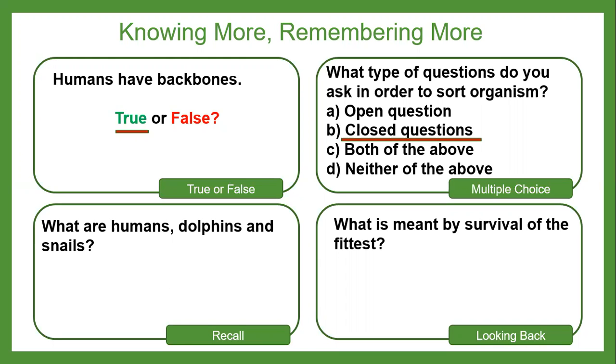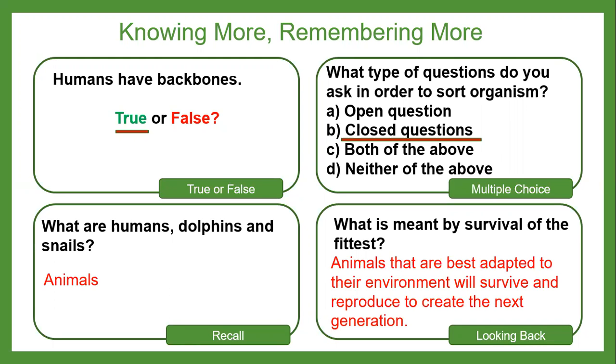The recall, what are humans, dolphins, and snails? We are all animals. And finally, what is meant by survival of the fittest? It means animals that are best adapted to their environment will survive and reproduce to create the next generation. So it's how animals have adapted to survive in their locale.